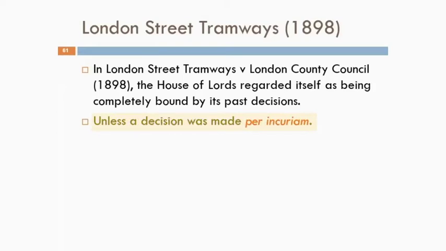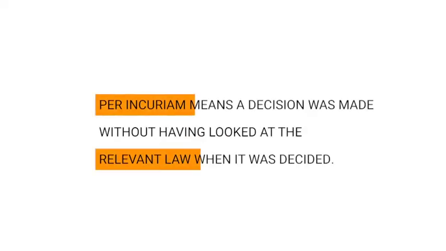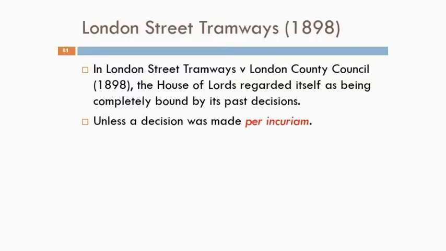They said there was an exception to this, and that exception was when they could identify that a precedent was made per incuriam. What does per incuriam mean? Per incuriam means that a decision was made without having looked at the relevant law when it was decided. But this was the only time that the House of Lords said they could depart or overrule their previous decisions.